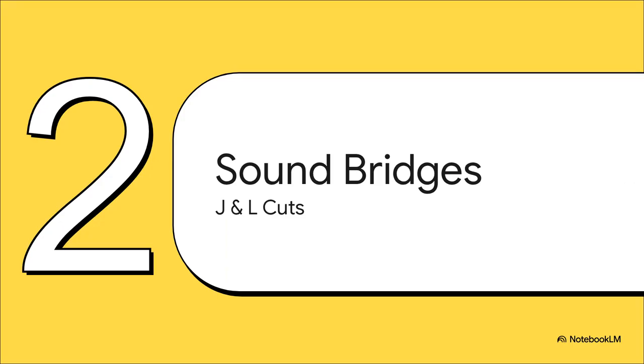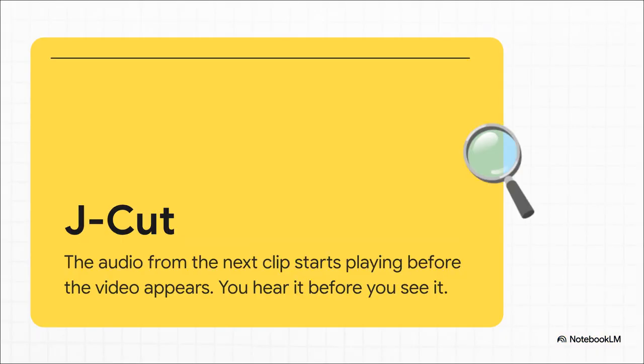So we've got our basic cuts down, but what if you can make those transitions even smoother, even more elegant? Well, editors do this all the time by building bridges with sound, using these awesome techniques called J and L cuts. Let's start with the J cut.